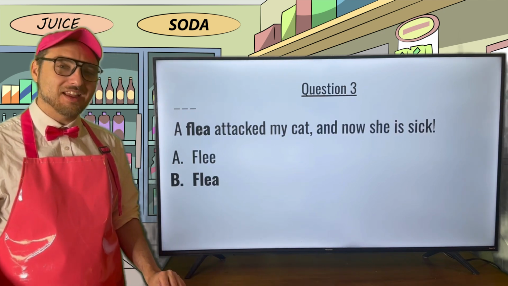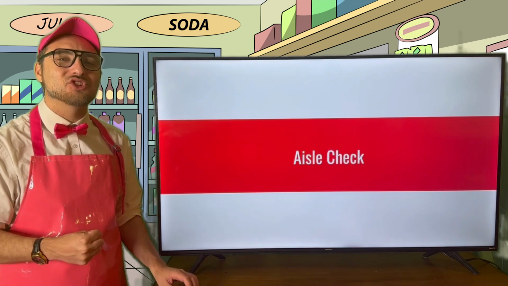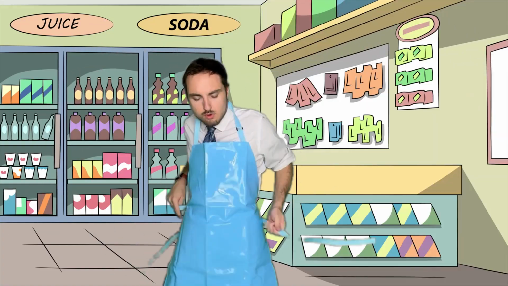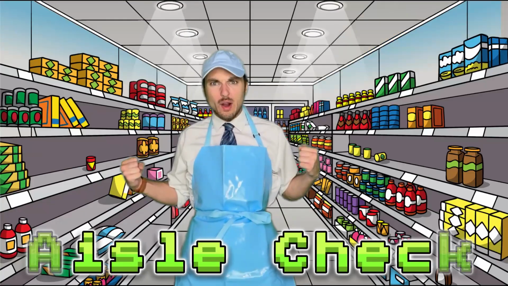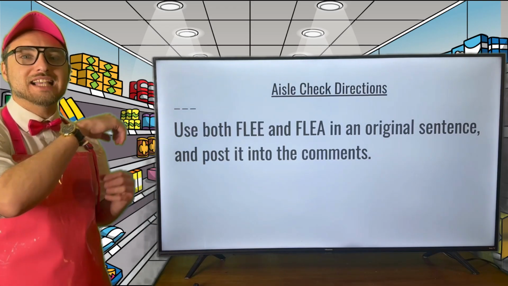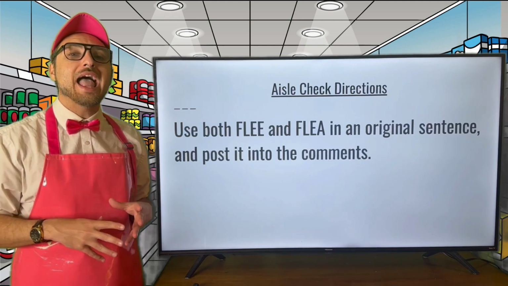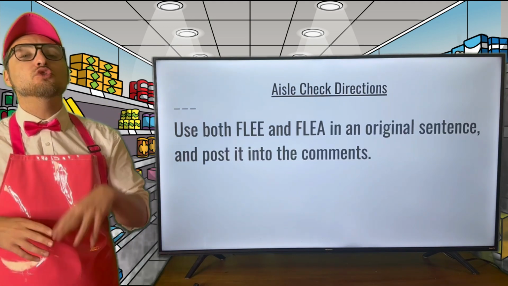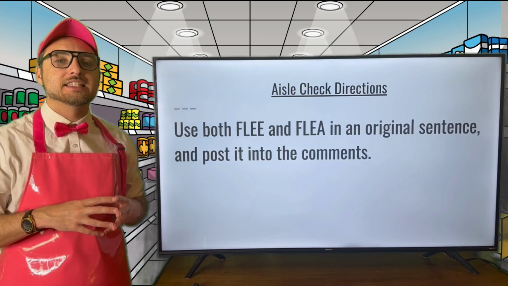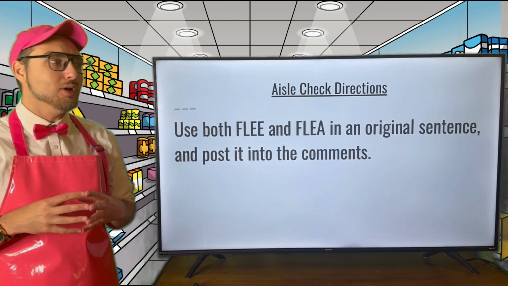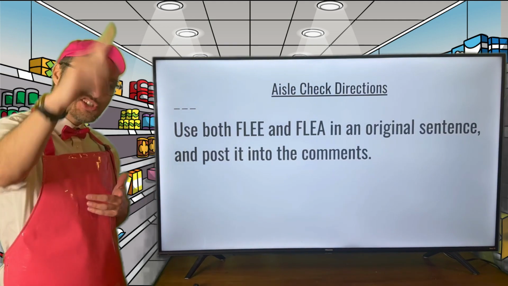So I think it's time that we do an aisle check. For this week's aisle check, here's what I want you to do. Go ahead and use flee and flea in an original sentence. That's right. Use both words in one original sentence. And then post it into the comment section. Well, what are you waiting for? Get to it.